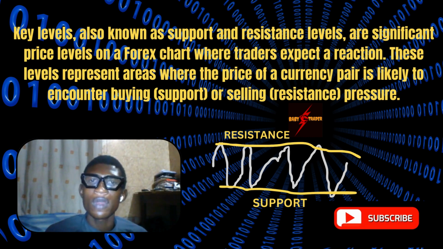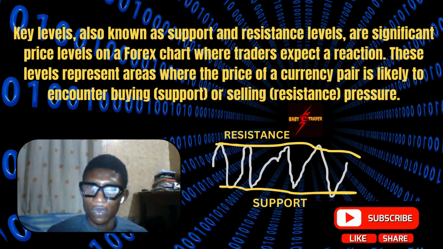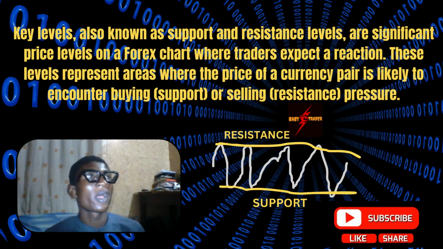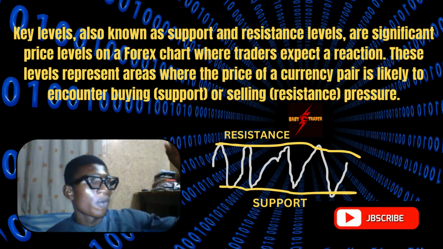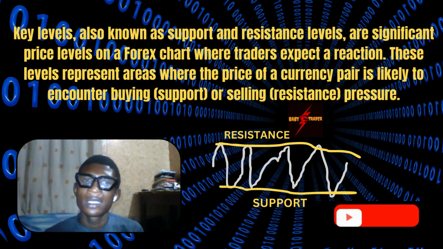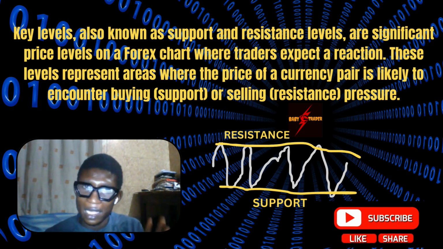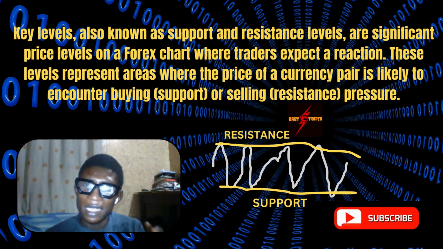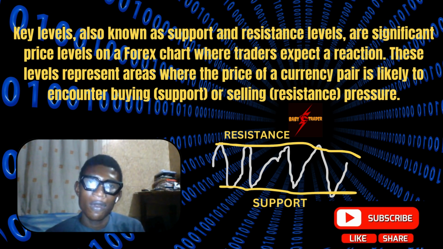Take note of this. For those who are new in trading, key level can also be known as support and resistance, where price goes up and comes down. The support and resistance are significant price levels on Forex charts where traders expect a reaction. This level represents areas where the price of a currency pair is likely to encounter buying support or selling resistance pressure. Hope you guys are getting it.